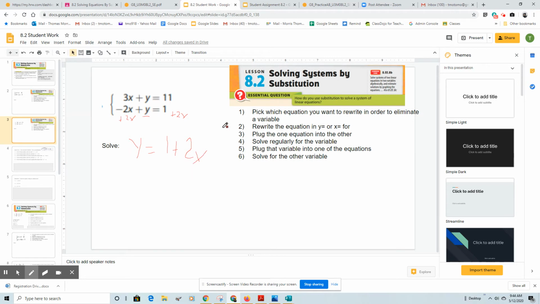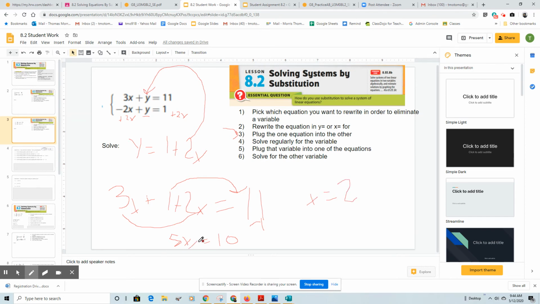So now I am going to plug the one equation into the other. At the top again, I'm going to rewrite it. 3x plus y. What is y now? y is 1 plus 2x, equals 11. All right, so now I'm going to solve regularly for x. 3x plus 2x is 5x. And now I'm going to subtract the 1 on this side. So I have 5x equals 10. Divide both sides by 5. x equals 2.